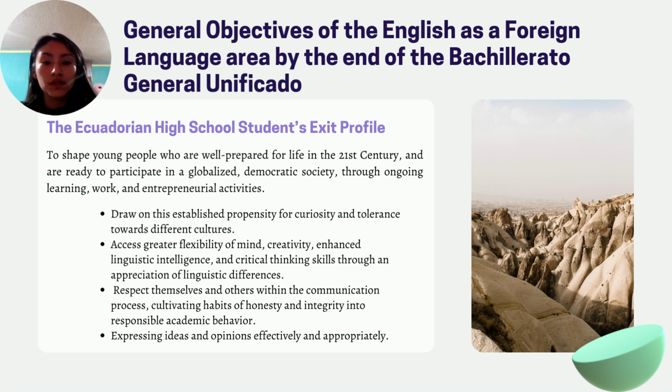Finally, we have the general objectives of the English as a foreign language area by the end of the Bachillerato General Unificado. The Ecuadorian high school student exit profile. The Bachillerato General Unificado aims to shape young people who are well prepared for life in the 21st century and are ready to participate in a globalized democratic society through ongoing learning, work, and entrepreneurial activities. By the end of high school, learners will be able to encounter socio-cultural aspects of their own and the other country in a thoughtful and inquisitive manner.